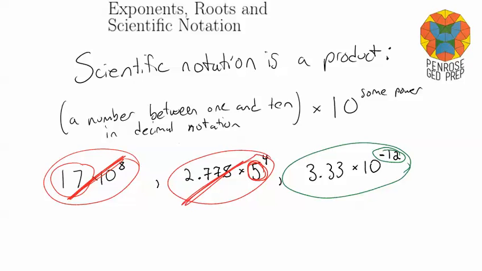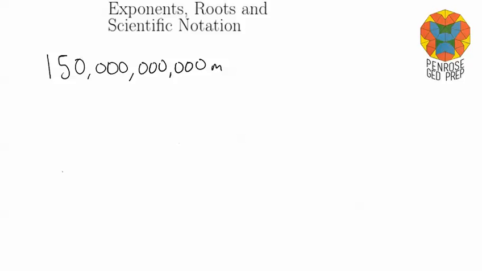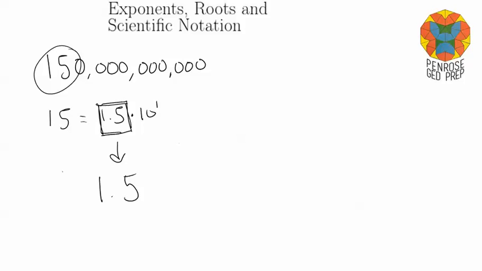For now, let's go back to the problem of writing 150 billion meters in scientific notation. The first step is to get a number between 1 and 10 that we can multiply by some power of 10. We look at the part of our number that has non-zero digits, here 15, and write it as a number between 1 and 10. 15 equals 1.5 times 10 to the first. So 1.5 will be the decimal part of our product. We still need to figure out what power of 10 to multiply 1.5 by, though.